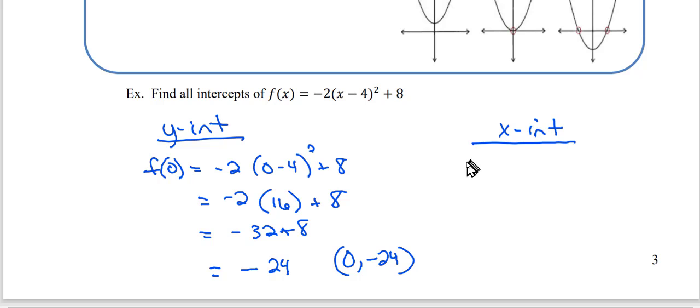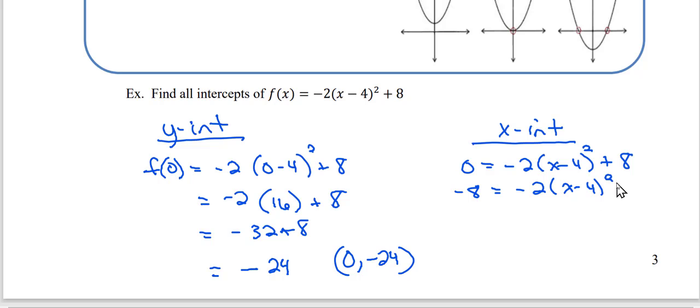Okay, the x-intercept, or intercepts, is where y equals 0. So we set this function equal to 0. I'm going to subtract the 8 over, oops, I forgot my square there. I know a lot of times we want the function set equal to 0, but in this case, I want to use the square root property. So I am going to get that quantity squared by itself. Here I get 4.